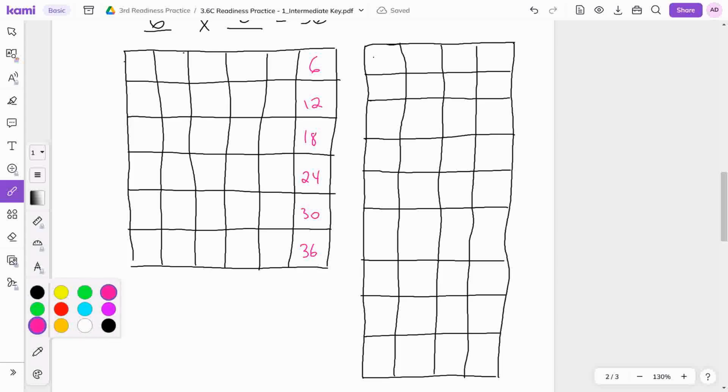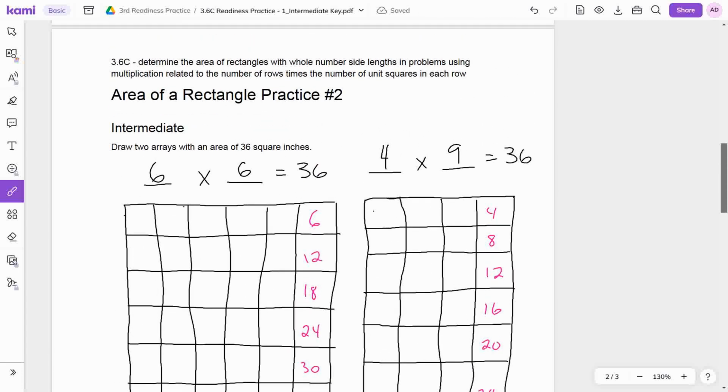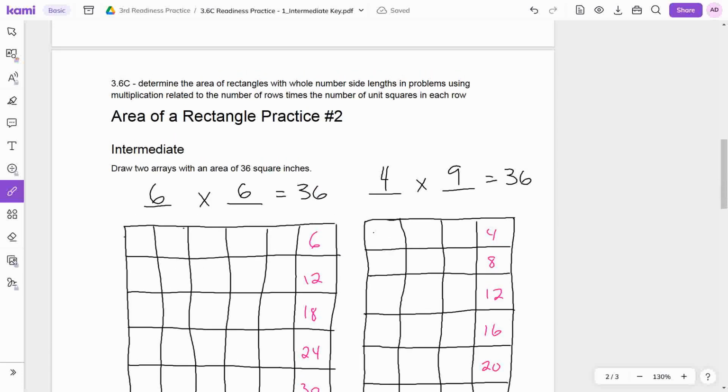All right, so let's verify. I've got 4, 8, counting by 4s, 12, 16, 20, 24, 28, 32. There's my 36. These are not the only answers, so I will say arrays may vary. What you are looking for is an array. That's a rectangle that is cut up into equal squares that has 36 total squares. I just chose 6 times 6 and 4 times 9. You can choose different ones.